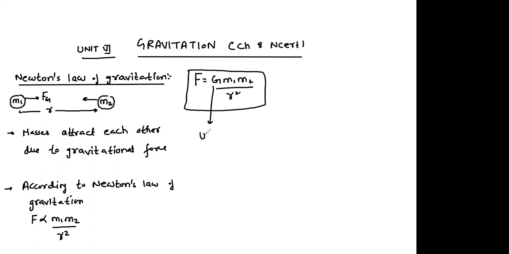This G is known as universal gravitational constant. The value of G is 6.67 into 10 raised to the power minus 11 Newton meter square per kg square. This is the value of G.